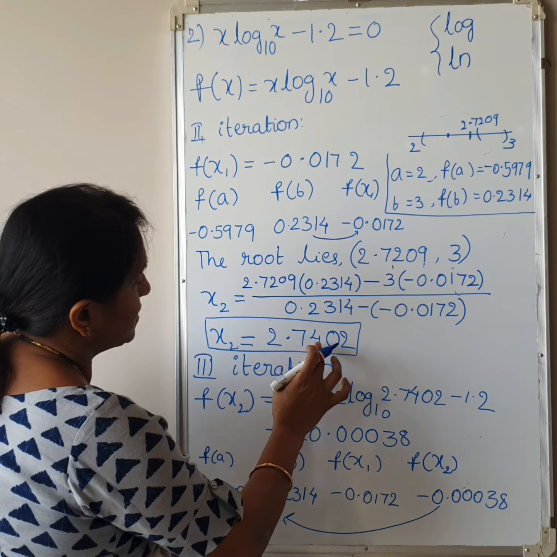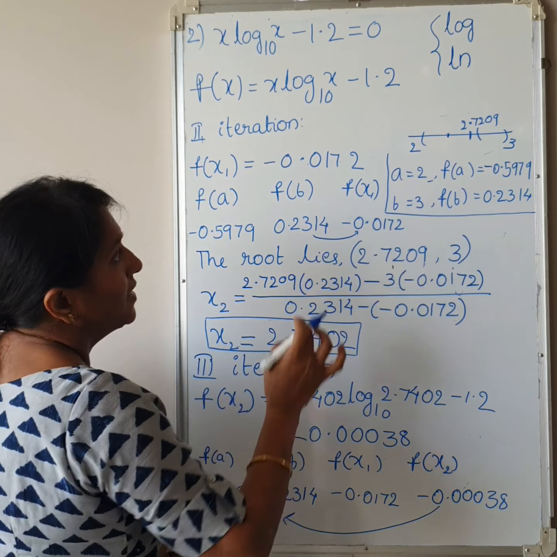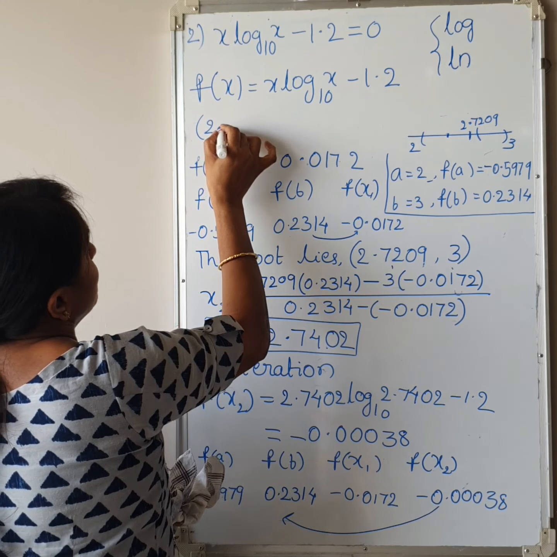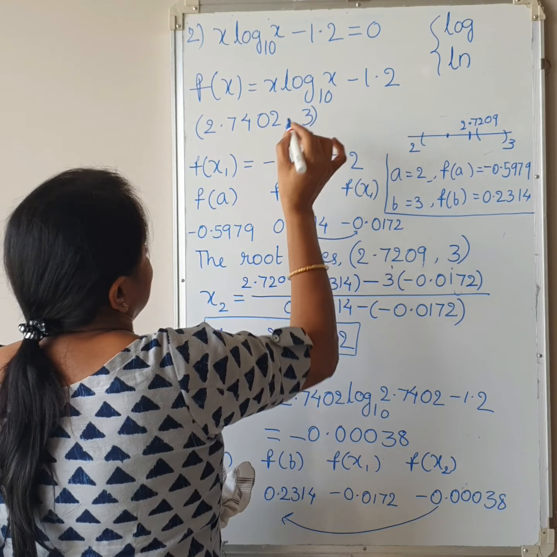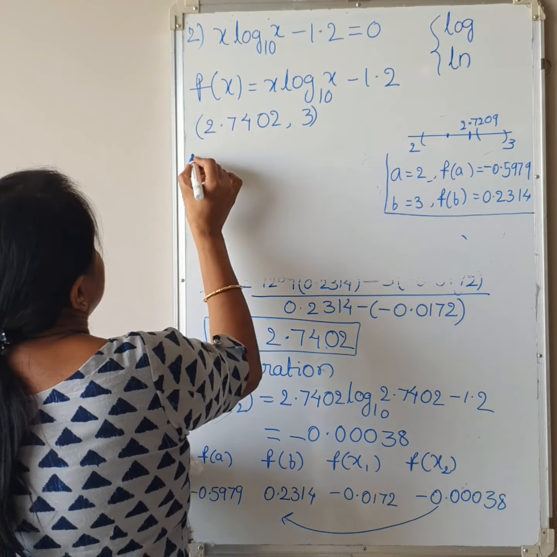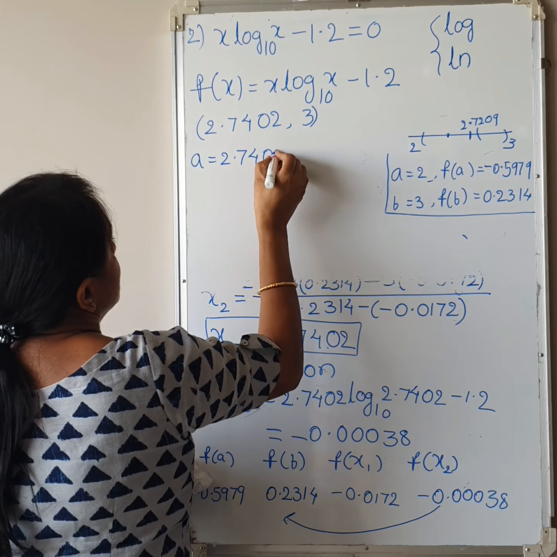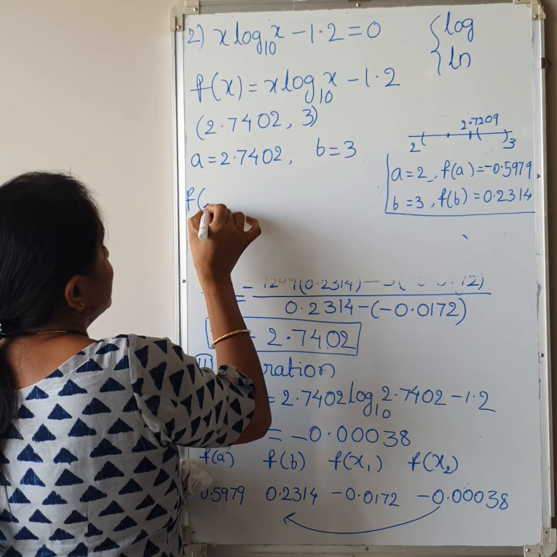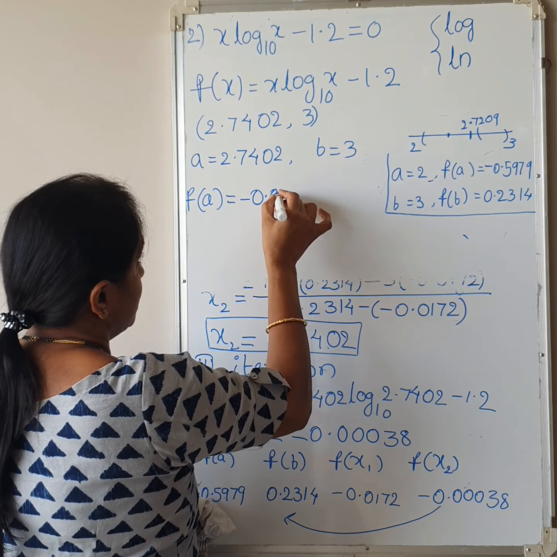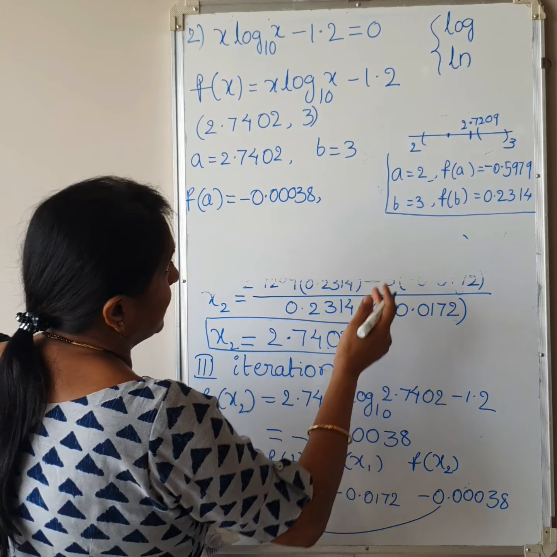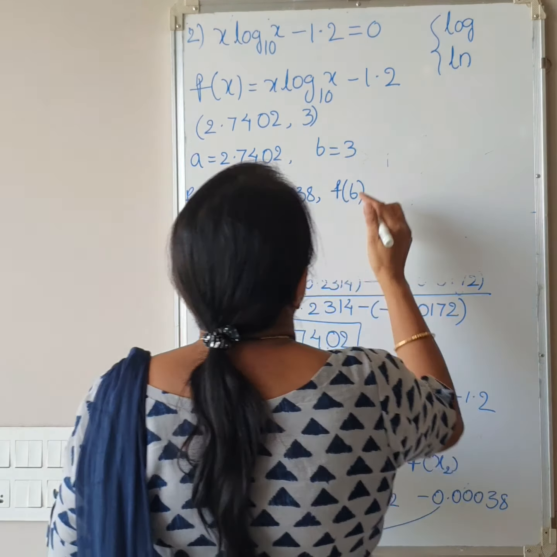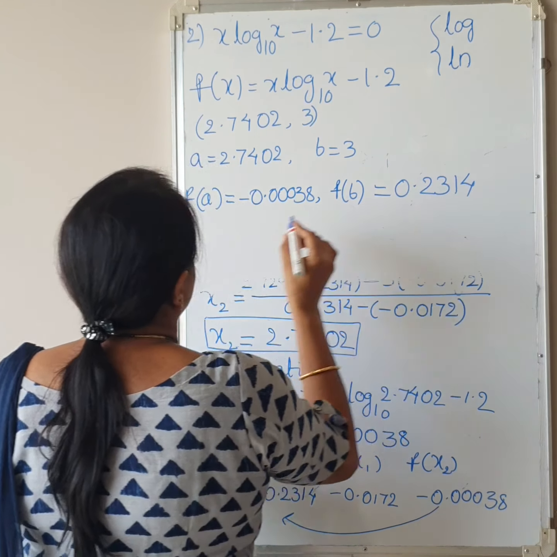What is x2? x2 is 2.7402 and b is 3. So root lies in the interval 2.7402 and 3. Now we will find out x3. So a is equal to 2.7402, b is equal to 3, and f of a, that is f of 2.7402, is minus 0.00038, and f of b is 0.2314.